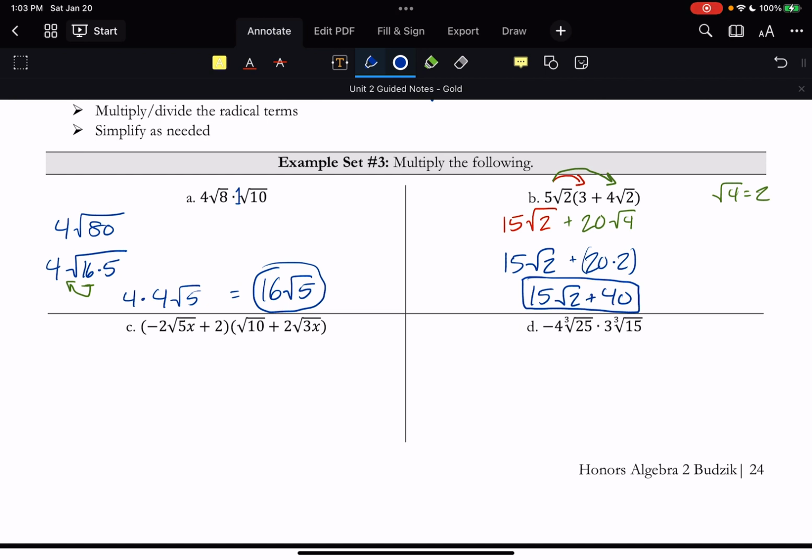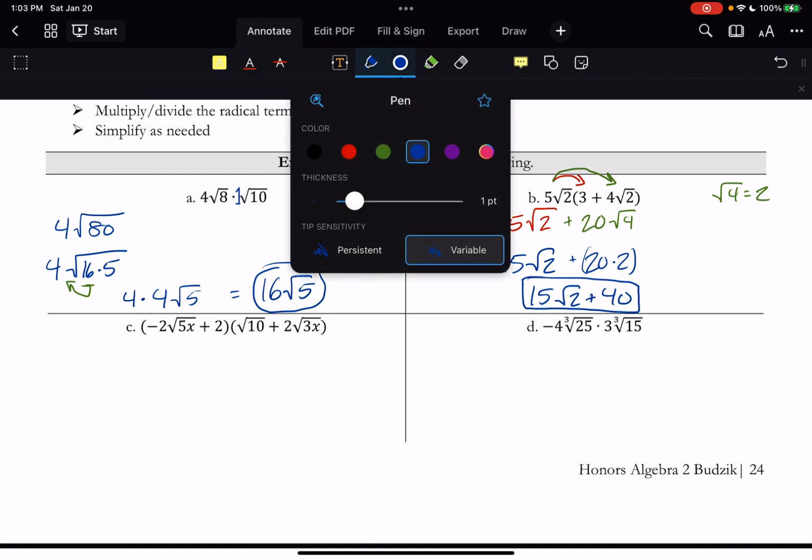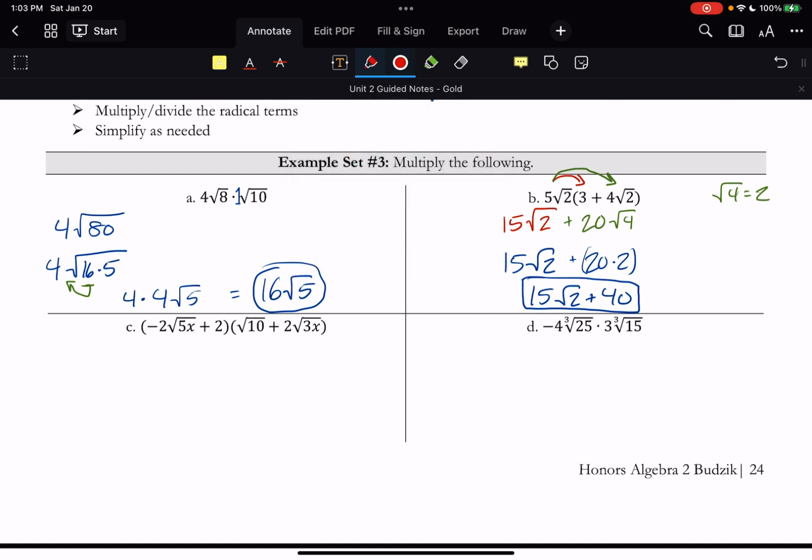If I go on to C, I have a binomial times a binomial. So basically we need to FOIL this out. So I have negative 2 times the square root of 5x times the square root of 10. So that's going to get me negative 2, and then 5x times 10 is the square root of 50x. Going on to my next two, negative 2 times positive 2 is minus 4. The square root of 5x times the square root of 3x is going to be the square root of 15x squared.